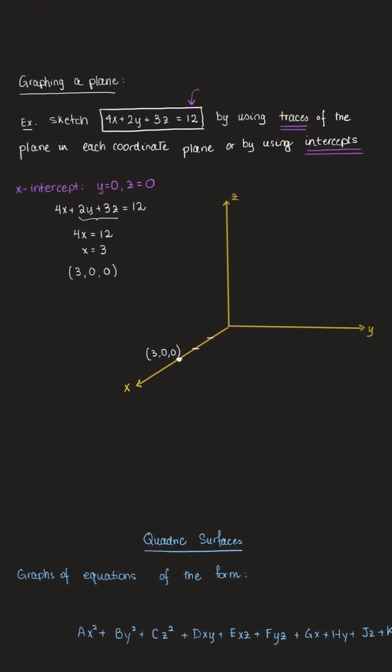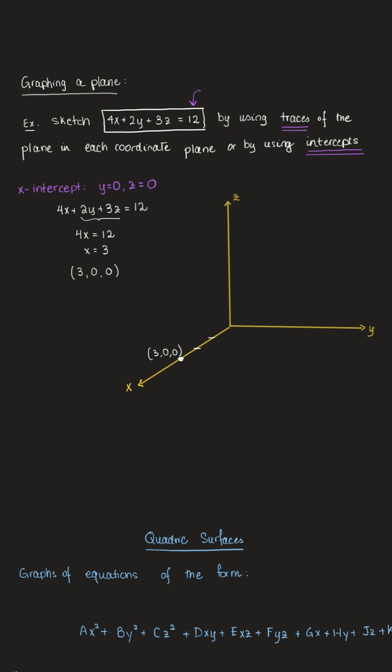Similarly, we can find the y-intercept and the z-intercept. For the y-intercept, we plug in x equals 0 and z equals 0. So x will be 0, z will be 0, and into our equation, that gives us 2y equals 12. When we solve this, we have y equals 6, so we know that the point (0, 6, 0) is the y-intercept.